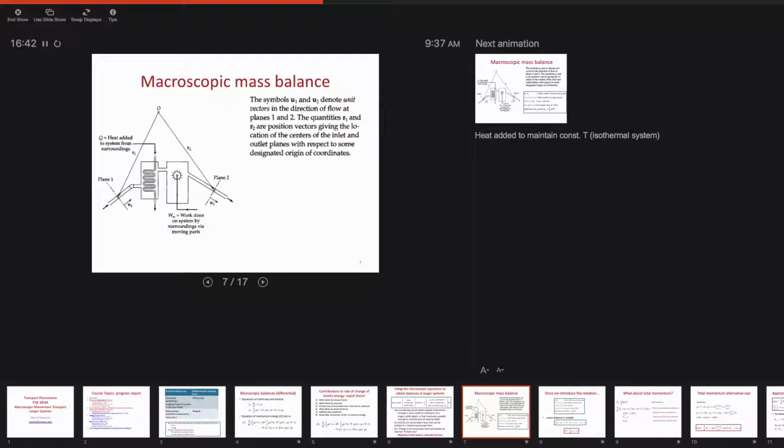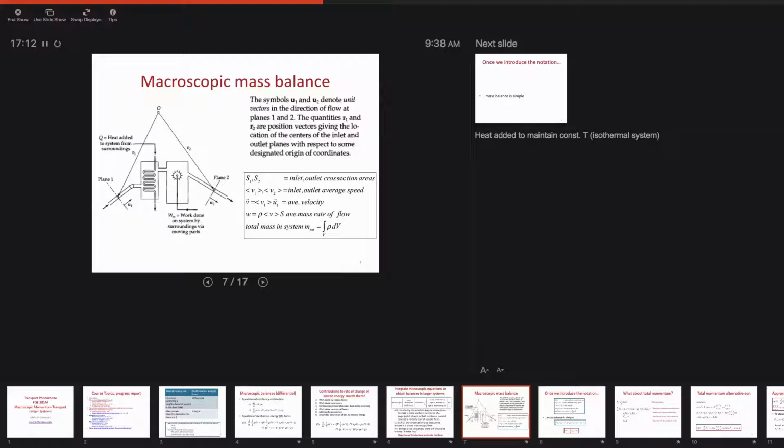Okay. So I might have some work done on this system by surroundings. So if I have any kind of parts rotating, they're doing work on the system. I might add some heat to this system. Okay. Some heat might flow out, and I need to actually balance things. So in this case, we're not going into details. I have to look at this as a system as a whole.